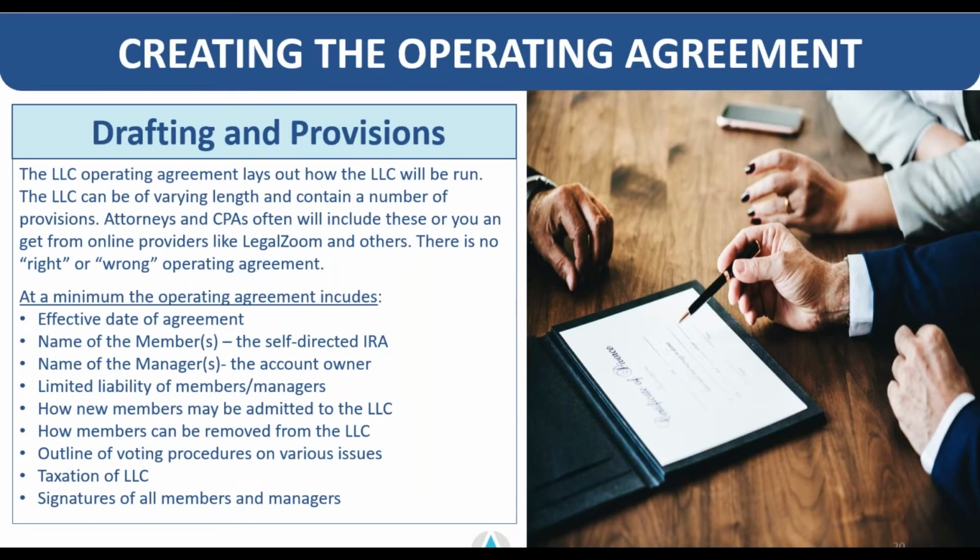So, creating the operating agreement. An operating agreement lays out how the LLC will be run. It's kind of intuitive in the name. An operating agreement is what everyone agrees is how everything's going to be operated. Attorneys and CPAs can typically always do this. You can use places like LegalZoom. There's really no right or wrong way to go about it.